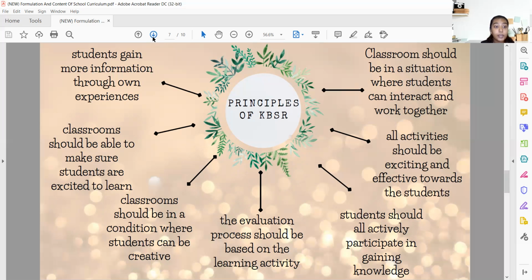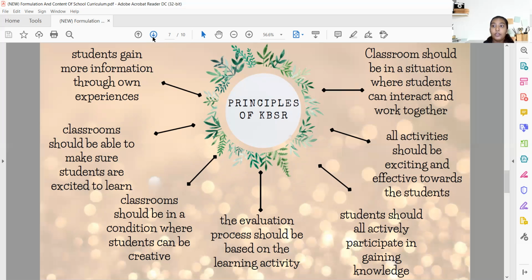Next, classrooms should be able to make sure students are excited to learn. Classrooms play a very big role in making sure a student is excited to learn or has a proper mindset. So this KBSR principle was to make sure that the classroom is in a better environment to ensure that students are excited to learn and gain knowledge. Classrooms should be in a condition where students can be creative.